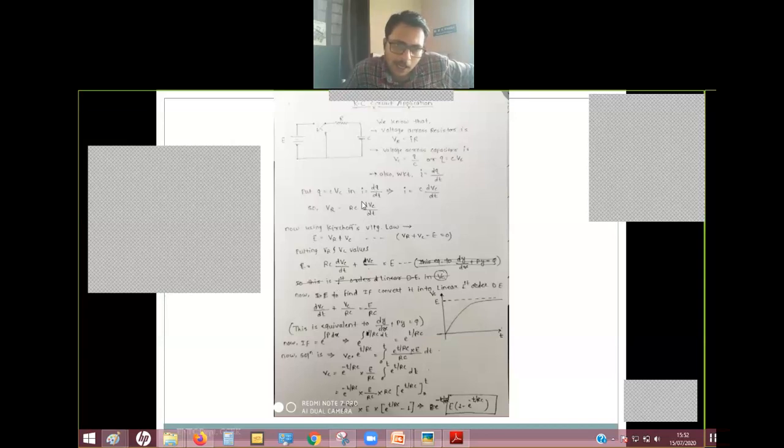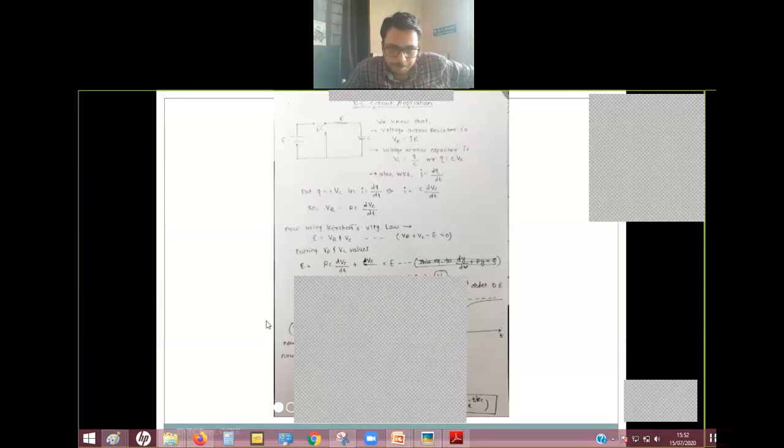RC dVc by dt plus VC equal to E. Now is this equation linear? Please tell me. Is this equation linear? Please confirm in chat box. Is this equation linear? No.